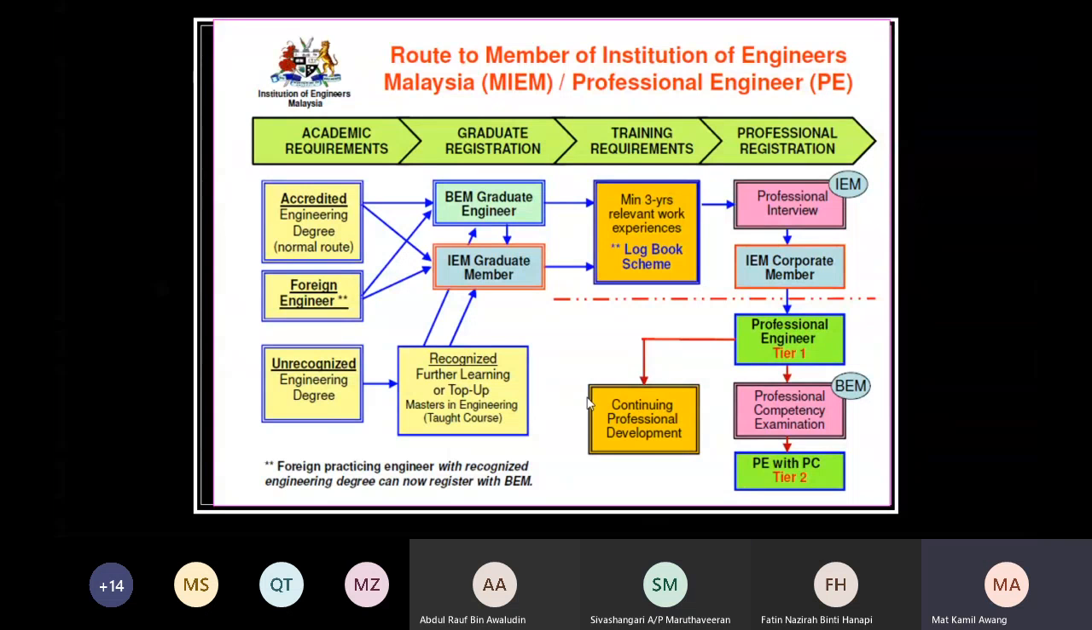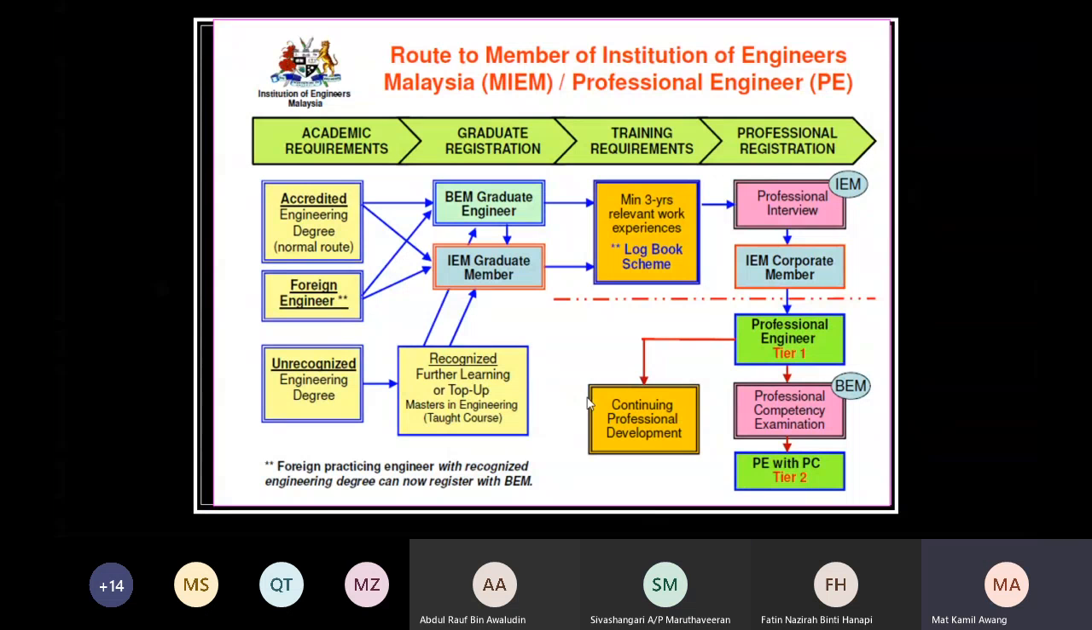Okay, sir. So this is actually the route to become a professional engineer in graphical form. Basically, the first one is the academic requirements, which is an accredited engineering degree, the normal route. Or you are already a foreign engineer, which is you got the chartered engineer certification overseas. And also sometimes your degree is not recognized by the Board of Engineers, for example, you got an engineering degree from a certain country overseas, but it's not recognized. Then these are the routes that you take.